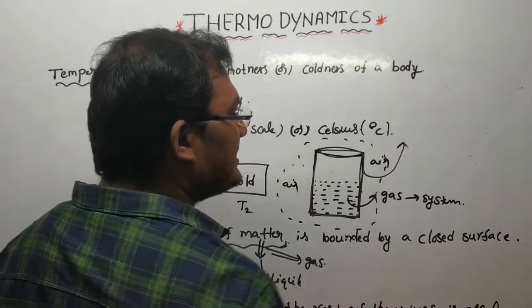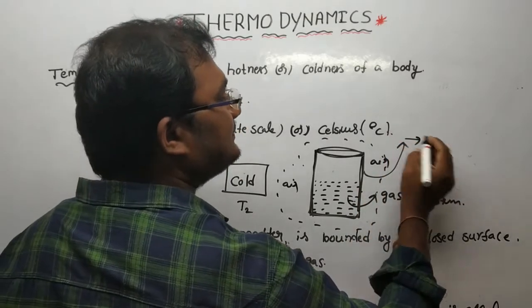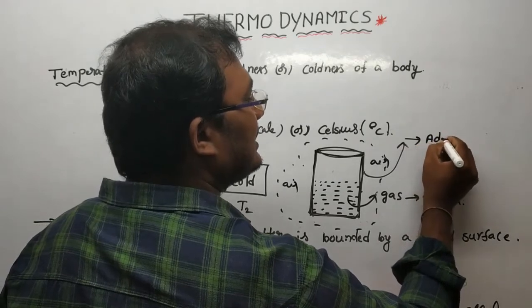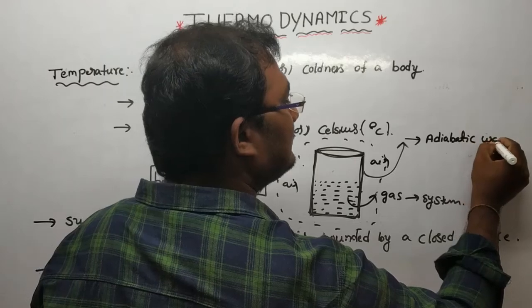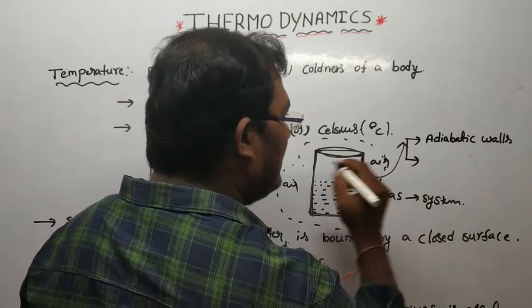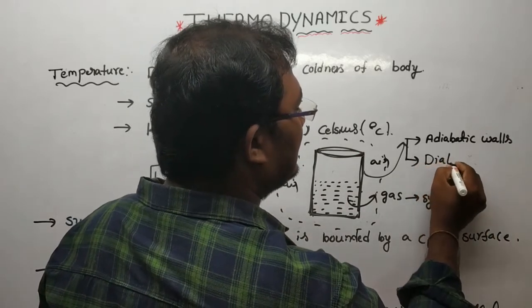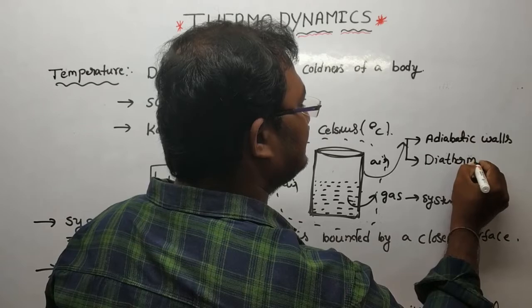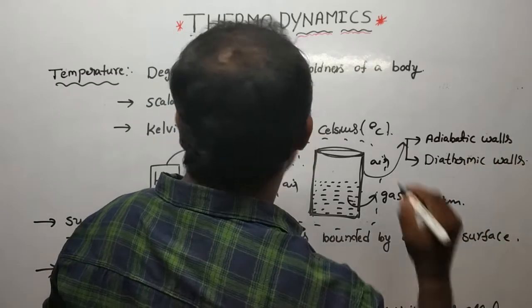In thermodynamics, there are two types of walls. First one, adiabatic walls. The second one, diathermic walls.